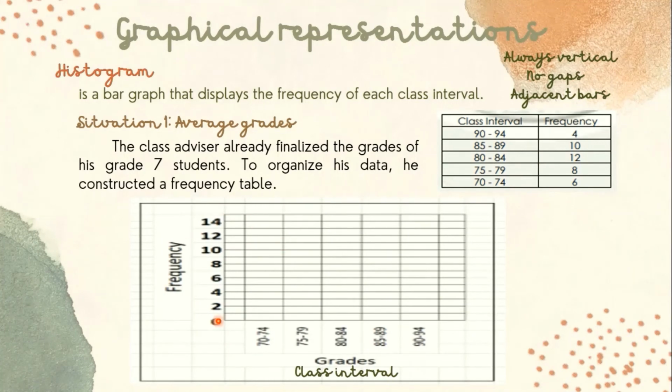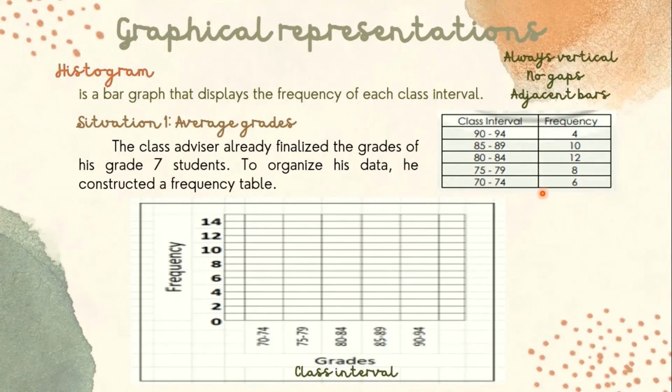Katulad din ng sa bar graph, you can set the frequency whichever you prefer so long as you can illustrate the frequency that is listed in our frequency distribution. In this case, ang ginamit ay by 2. Once you're able to set your elements in the horizontal and the vertical part, start shading the graph. Gawa tayo ng ating mga bar.